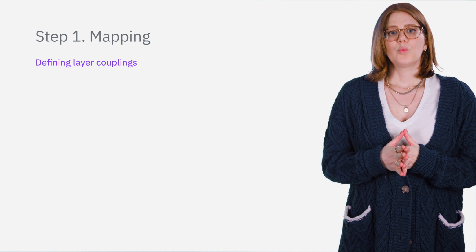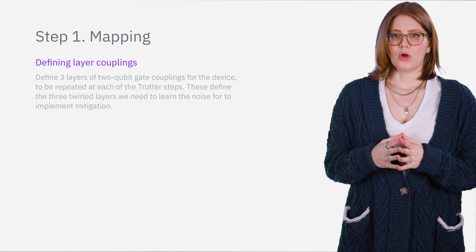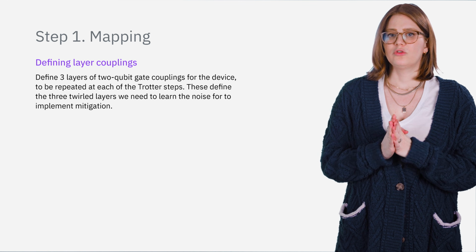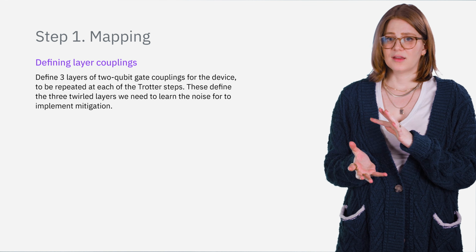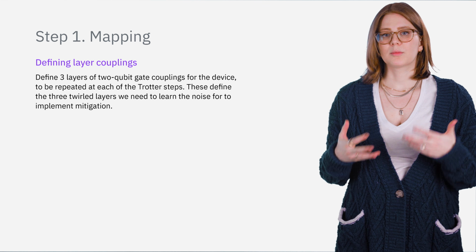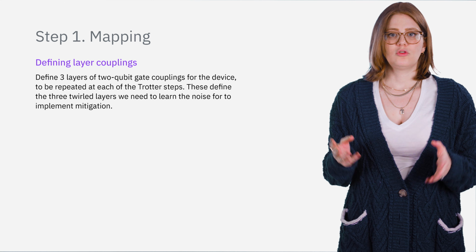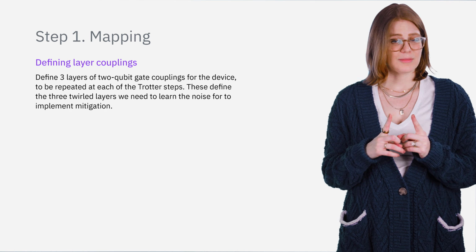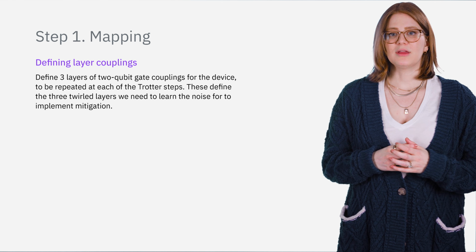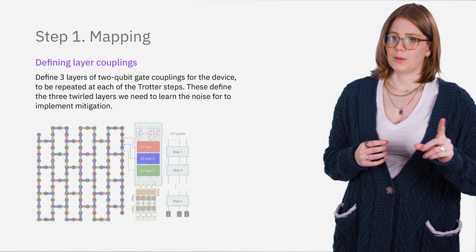In this layout, we can group the connections, called edges, into 3 separate sets, where no 2 connections in the same set share a qubit. This is important because on a real quantum computer, we can't run 2 qubit gates at the same time if they involve the same qubit. Each qubit can only be involved in 1 gate at a time.